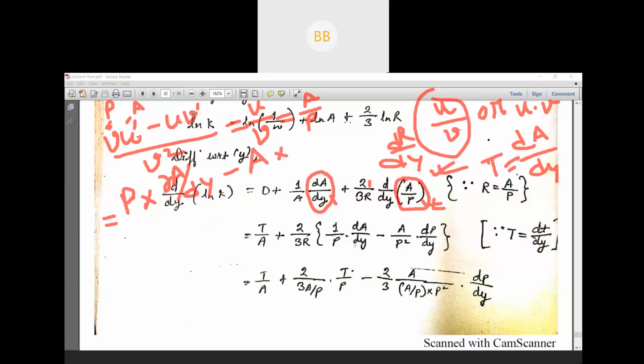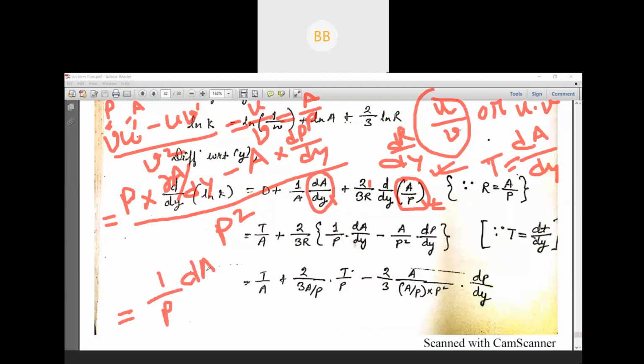Then multiplied by v dash, that is the differentiation of v with respect to y, so dp by dy. Then divided by v square, that is divided by p square. If you further solve, this is p square, here we have p, so one p will be cancelled out. What will be left out? 1 by p dA by dy minus A by p square, that is area divided by p square, and it will be dp by dy.